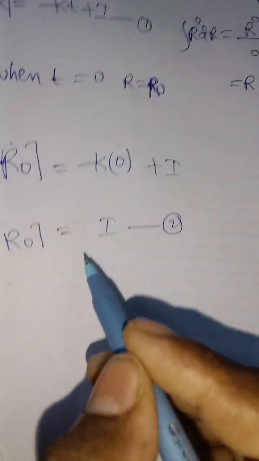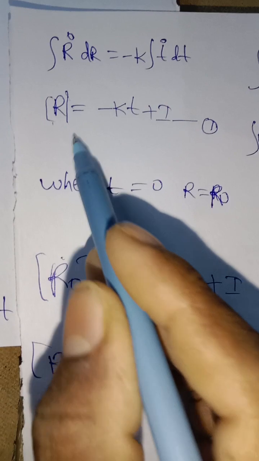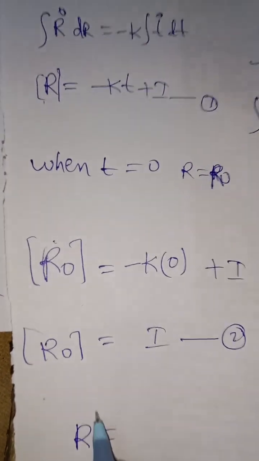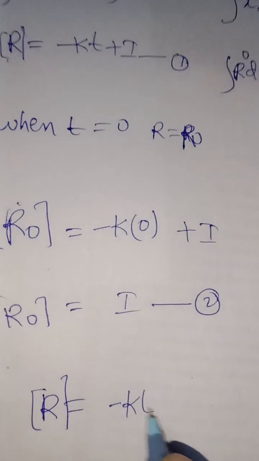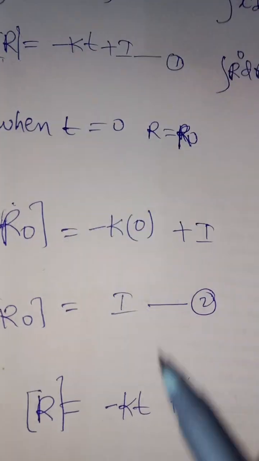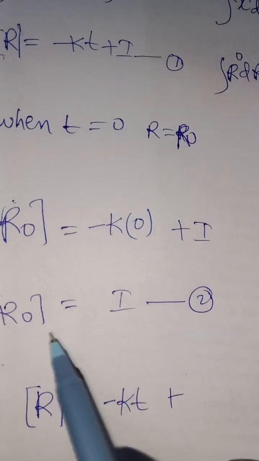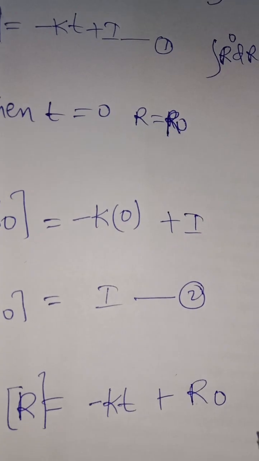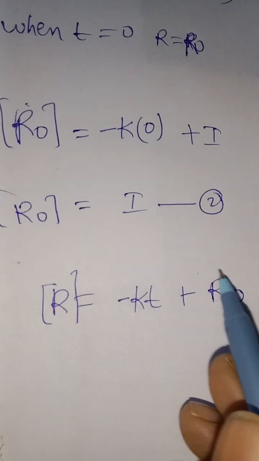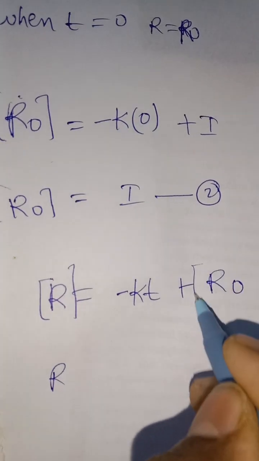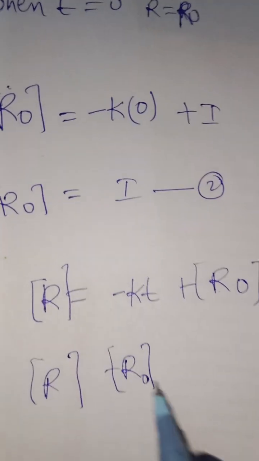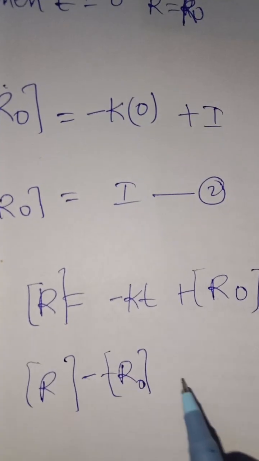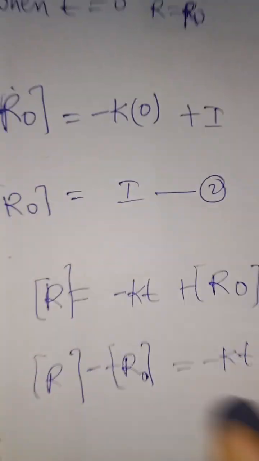Substitute the I value from equation 2 in this expression. In the place of I, write R naught. Here R is equal to minus Kt plus R naught. Then in the next step, transpose this R naught to this side, then we will get R minus R naught equal to minus Kt.